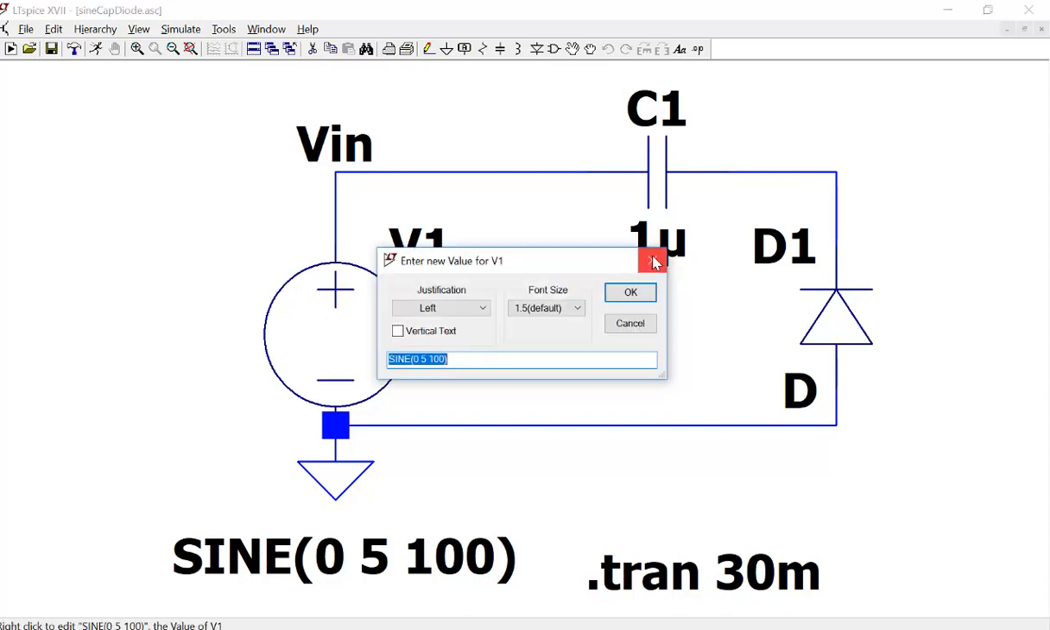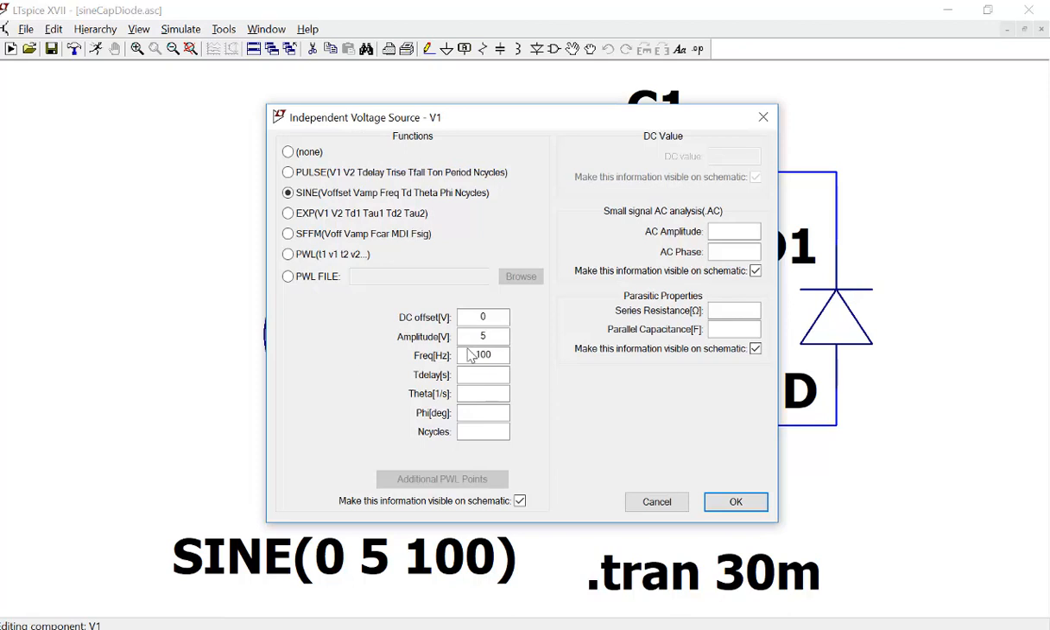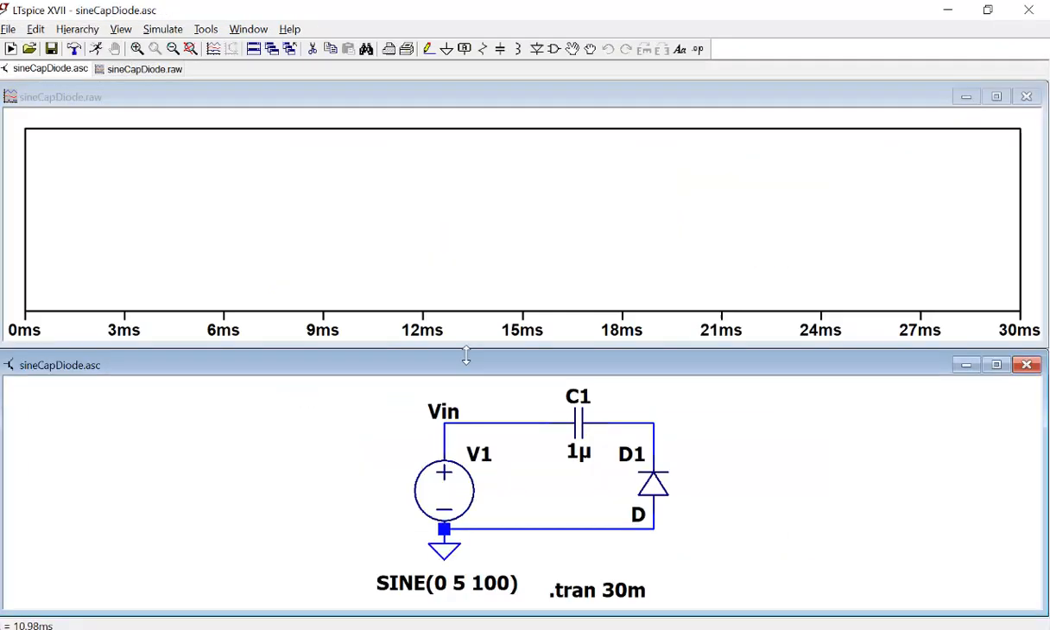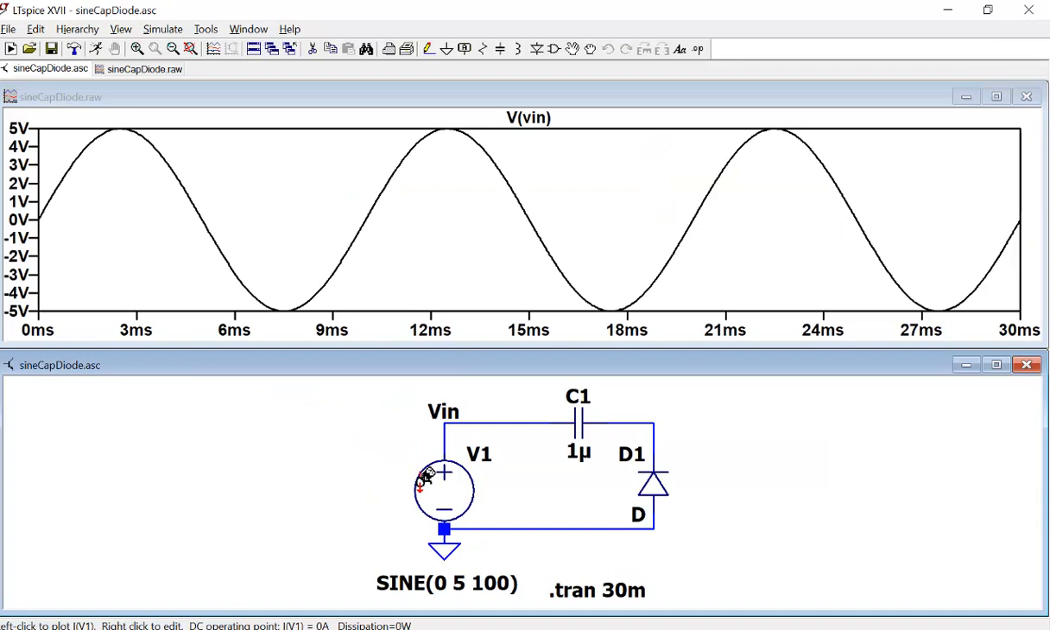So what does this mean? I mean, if you look at the sine wave, DC offset is 0, amplitude is 5, frequency is 100. If I run the simulation, so it's a sine wave. So 5 volts here is the amplitude. Amplitude means from here to here, not the peak to peak amplitude, right? So it's the sine wave swings around which voltage with a 5 volts amplitude? 0, right? And the other side of the source is grounded. Okay.